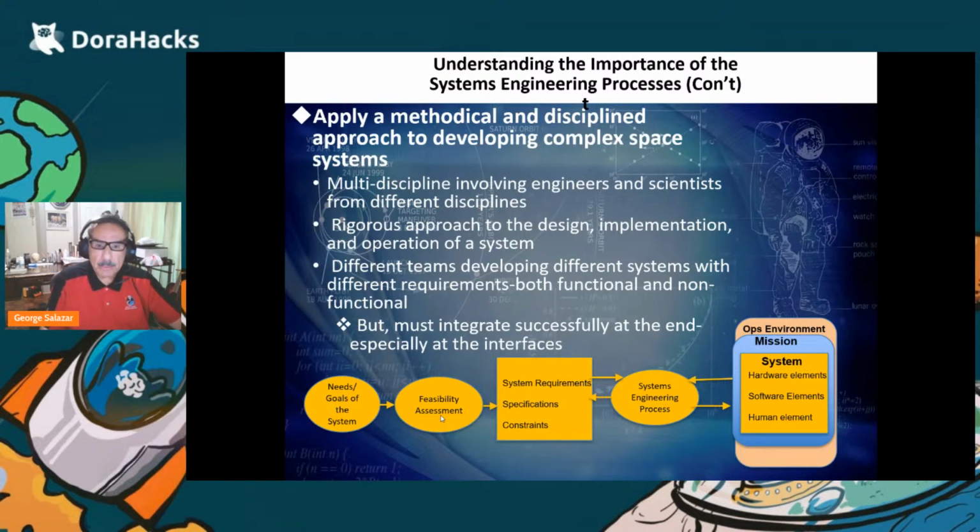We look at the constraints. And then, through the systems engineering process, we churn all the aspects of developing a system, from the prototyping all the way to the actual flight system. And then you assess that in terms of the mission and the systems that are needed, the hardware elements, the software elements. Where does the human come in?